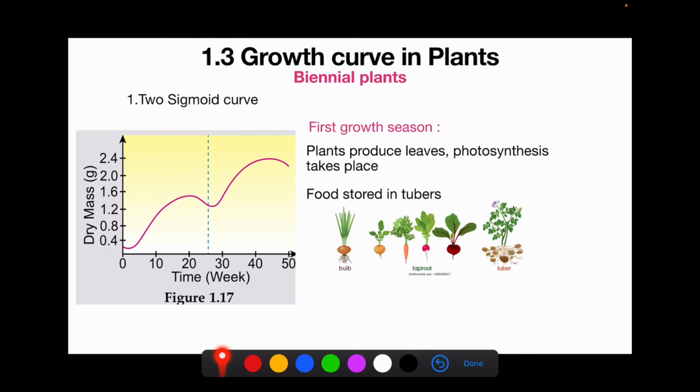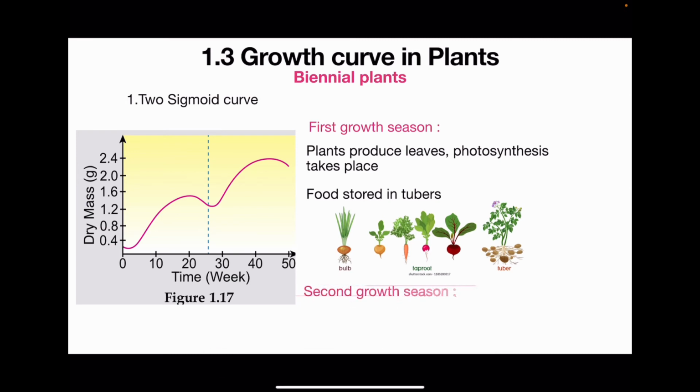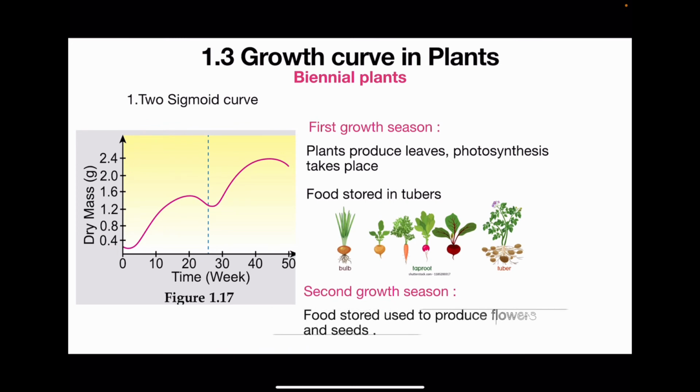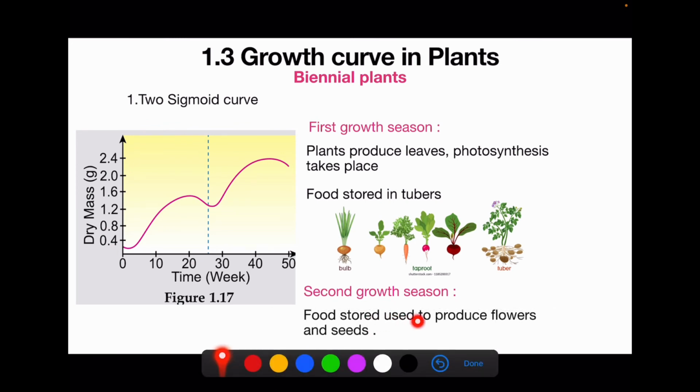And then the food is stored in the tuberous. So this is the tuberous, the part where the product of photosynthesis is stored. Then for the second growth season, the stored food is used to produce flowers and also seeds, and after 2 years this plant will die. Alright, that is for biennial plant.